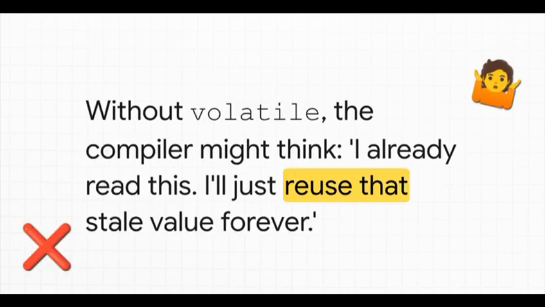But without volatile, our literal-minded compiler assistant comes back to haunt us. It reads the temperature once, sees 25 degrees, and thinks, okay, got it, 25 degrees. From that point on, it'll just keep reusing that same stale value, and your program will be completely clueless that the actual temperature might be soaring up or plummeting down.